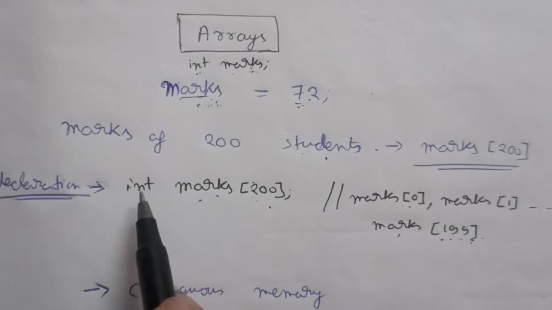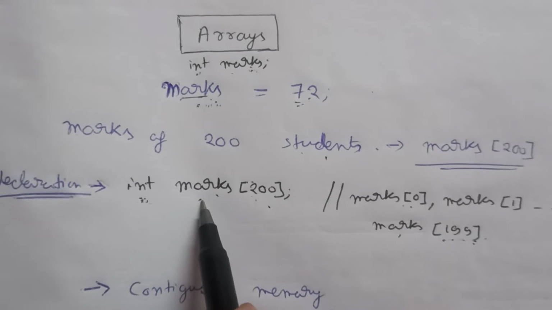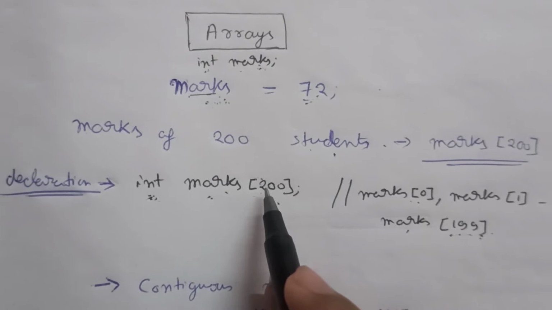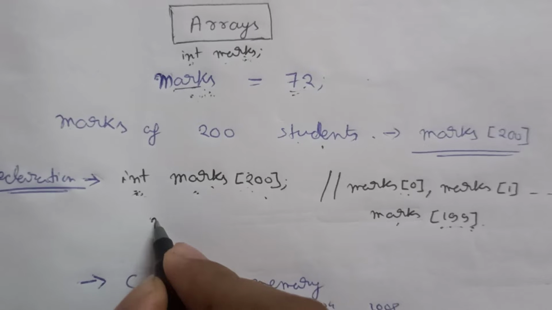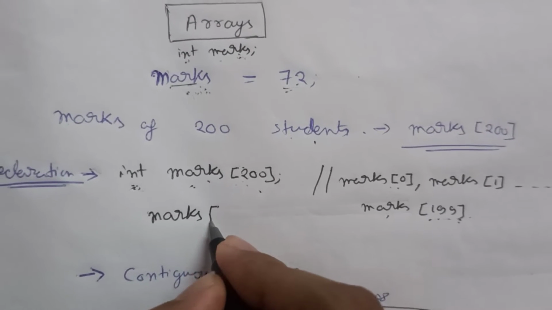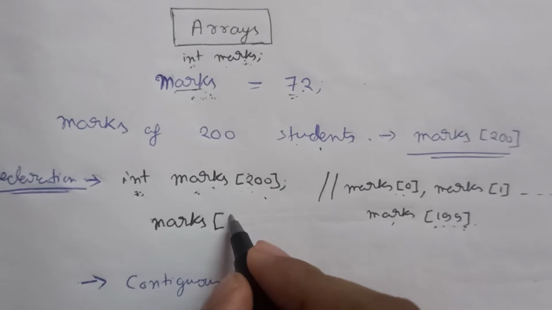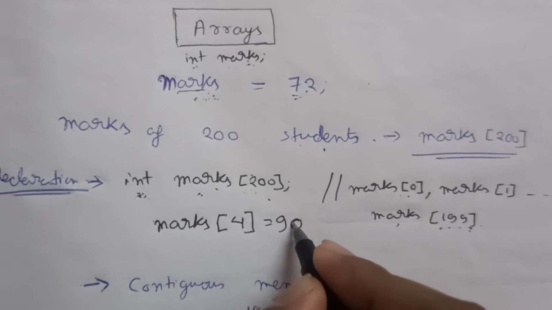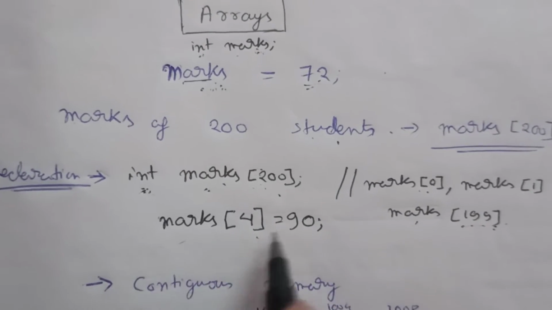So that is how we declare an array: int marks, where int is the data type, marks is the variable name, and the size goes inside square brackets. If we need to assign a particular value, suppose the marks of the 5th student is 90, how do we write it? The 5th student will be index 0, 1, 2, 3, 4, so the 5th student is index 4, and marks of 4 will be 90. That's how we assign a value to an array element.